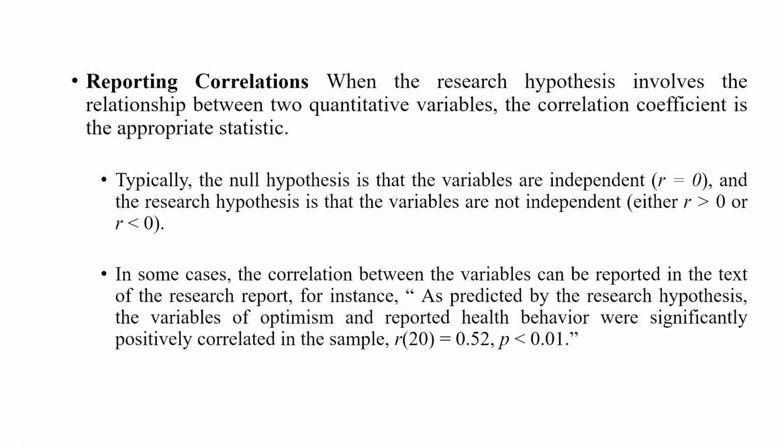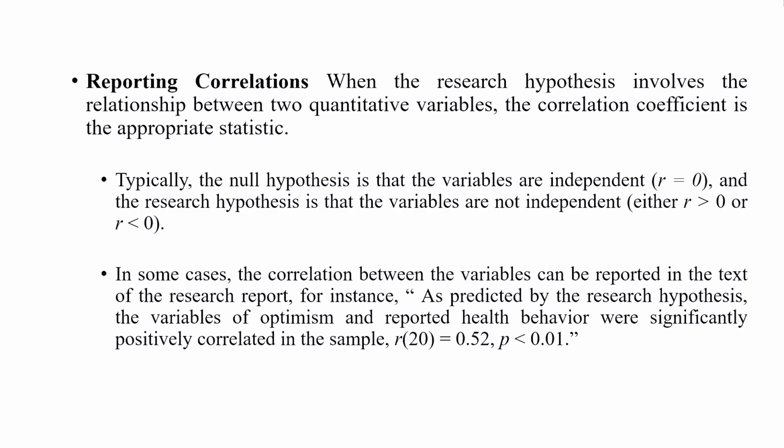Now, how do we report correlations? We are just talking about this. So when the research hypothesis involves testing or presenting the relationship between two quantitative variables, the best way to report is the R statistic. Okay. So if the null hypothesis is that the variables are independent, then R should be equal to 0. If the research hypothesis is that the variables are not independent, then it should have some value, either more than 0 or less than 0, some magnitude will be there.